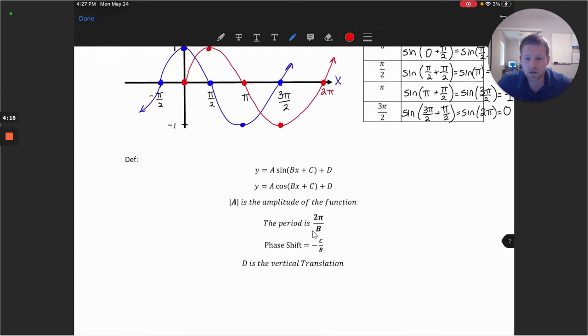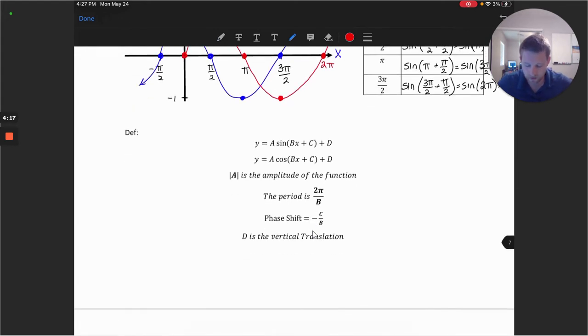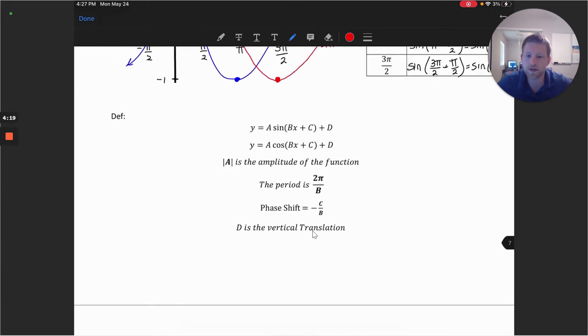So let's consider the components a, b, c, and d that will transform a sine or cosine function here. The first thing is a is our amplitude. We've seen this before. The period is always going to be 2 pi over b. And then our phase shift is going to be negative c over b.